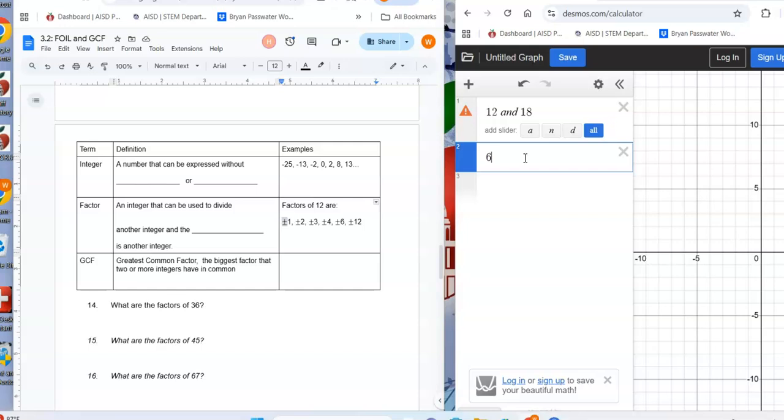So I know 9 is a factor of 18. I can do 18 divided by 9 and get 2, but 9 is not a factor of 12. So I can't use 9. 9 is not a factor of 12. The biggest one is 6.